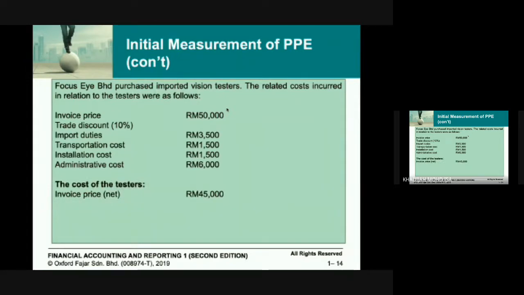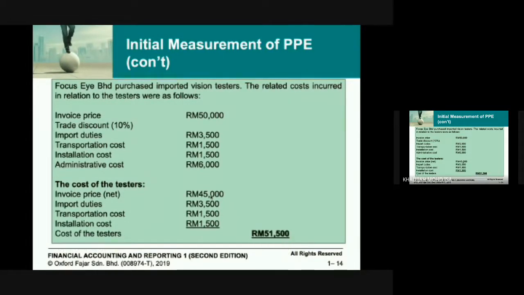So the cost of that tester, the invoice price is 50,000, but you minus the discount. Right, 50,000 minus 10%, or 50,000 times 90%, is 45,000. So that is the net price after the trade discount. Is that clear? Right. So it means that 50,000 given a 10% discount, the net price is 45,000. But you have to add on the import duties, the transportation costs, and the installation costs. In this case, the cost becomes 51,500.